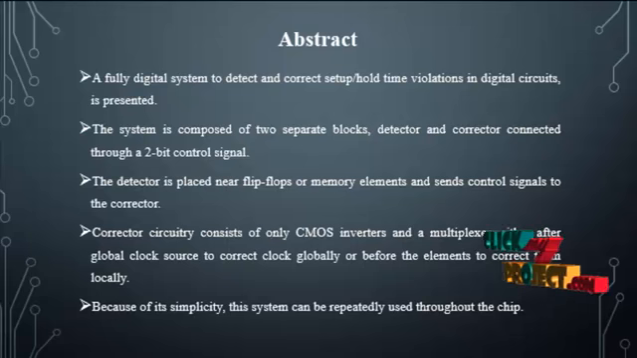Also, it is shown that the correction circuitry may be realized by employing only a few CMOS inverters without any need for adjusting the delay of the inverters. Furthermore, a mathematical proof for the ability of the inverter-based correction circuitry is provided. The system continuously monitors and corrects any setup and hold time violation up to the highest possible operating frequency.